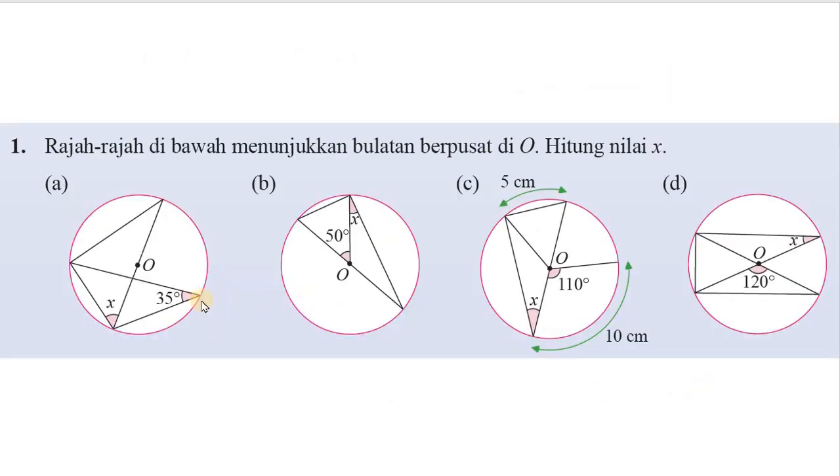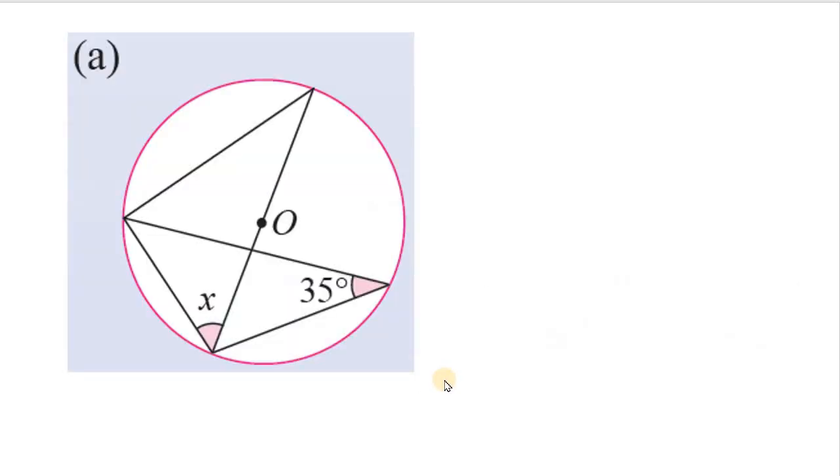The first question has another four questions. So we're going to see 1a. Look at the diagram. We can easily identify the 90 degree angle subtended by the diameter here. So this is 90.